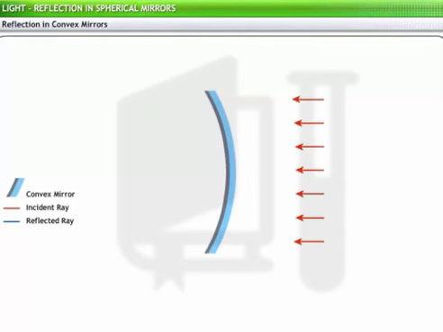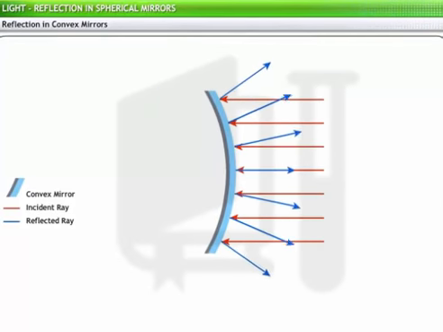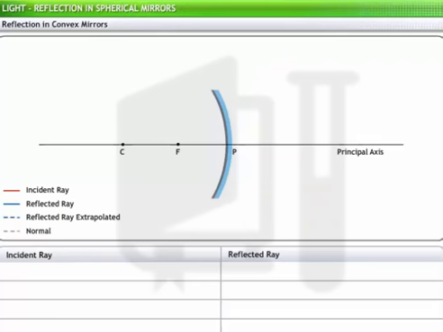The behavior of the light rays reflected from a convex mirror varies based on the angle of incidence on the mirror. Let's take a look at a few cases of reflection of a light ray from a convex mirror, taking the example of a rear-view mirror.